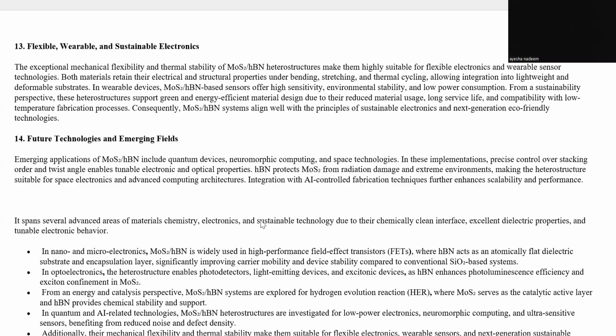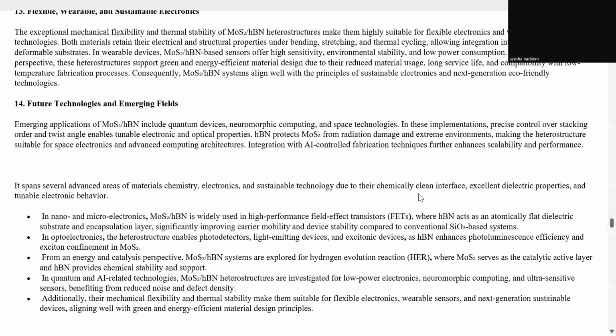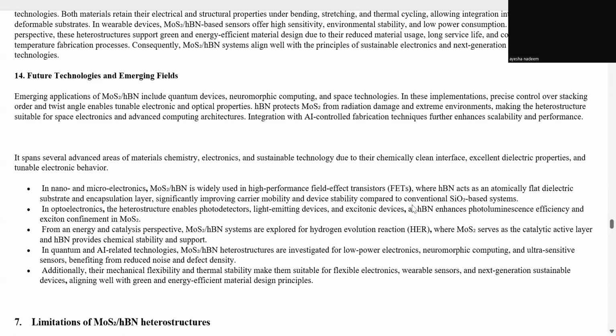hBN protects molybdenum disulfide from radiation damage and extreme environments, making the heterostructure suitable for space electronics and advanced computing architectures. Integrating with AI controlled fabrication techniques further enhances scalability and performance. It spans several advanced areas of material chemistry, electronics, and sustainable technology due to their chemically clean interface, excellent dielectric properties, and tunable electronic behavior.